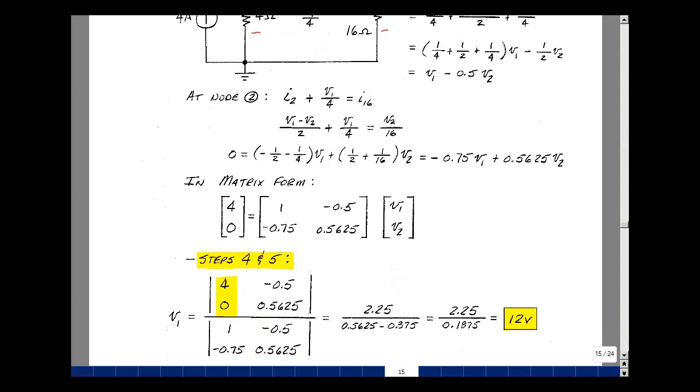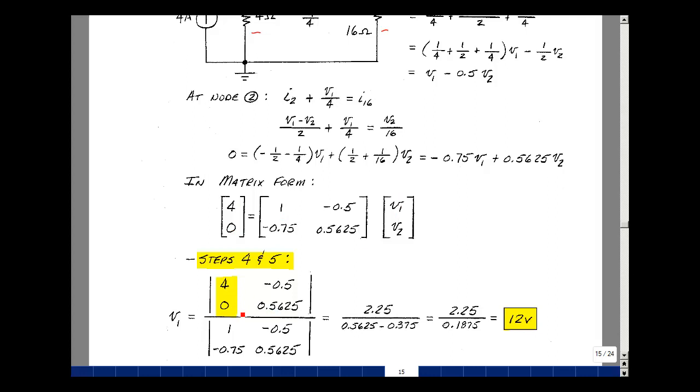In matrix form, we have that 4 is equal to 1 times V1 minus a half times V2. Our second equation, we have 0 is equal to minus 0.75 times V1 plus 0.5625 times V2. I'm going to solve for V1. Using Cramer's rule, we'll take a ratio of 2 determinants. We'll take this matrix right here, find its determinant. That'll be our denominator. The numerator will be this same matrix with the column replaced by the left-hand side of the equation, because that's the column associated with V1, so 4 and 0.